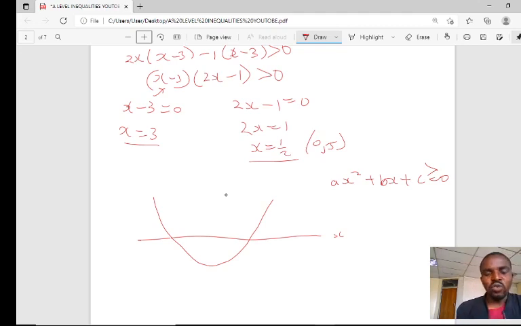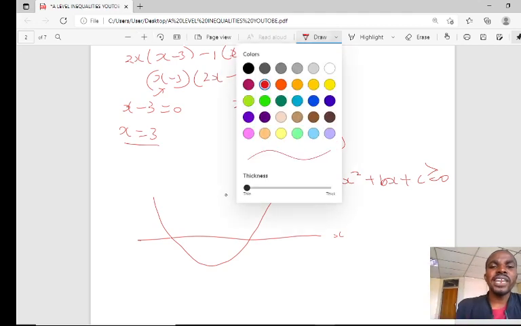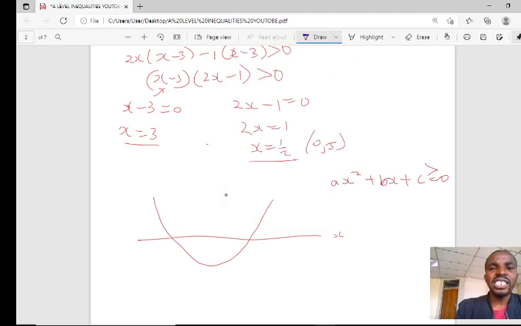Then, after you've drawn something like this, you go back to your inequality sign. What was the sign? It is greater than. So greater than means the area or the solution that you are looking for, basically the graph is supposed to be above the x-axis. That's greater than. Less than means below the x-axis.